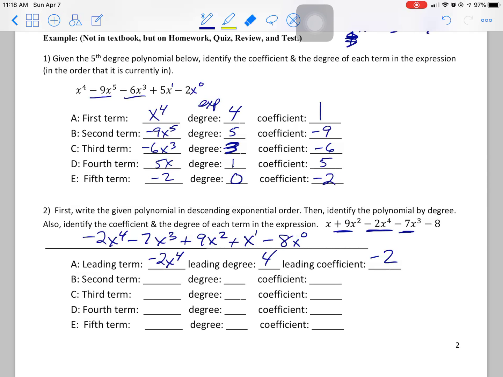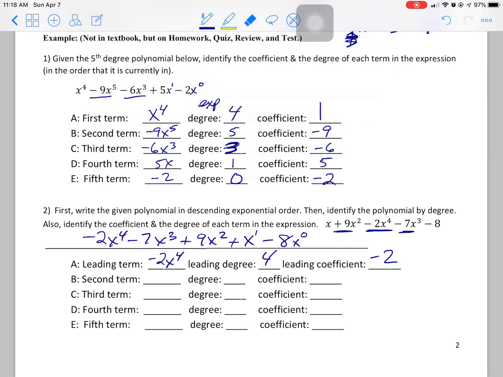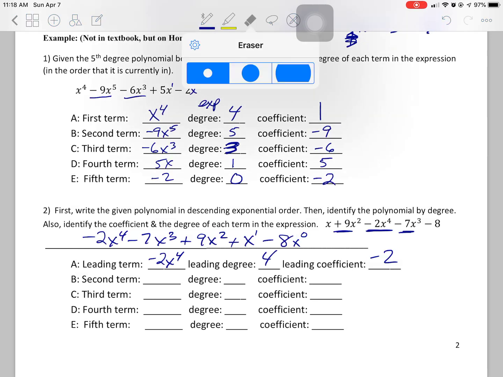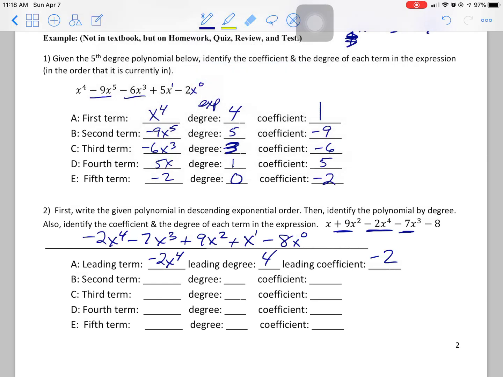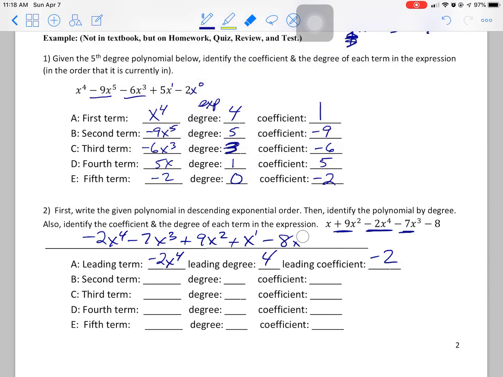When you write these down, hang on. Hope my pen isn't dying. Could be dying. There we go.